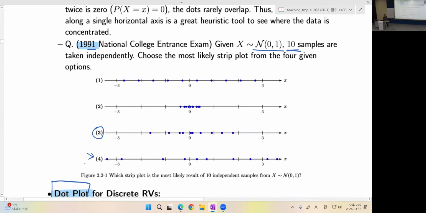By the way, what is this one? This is called a strip plot or one-dimensional scatter plot. So you put a dot whenever you have an observation, right? So you may use this idea to visualize what kind of behavior a random variable has.